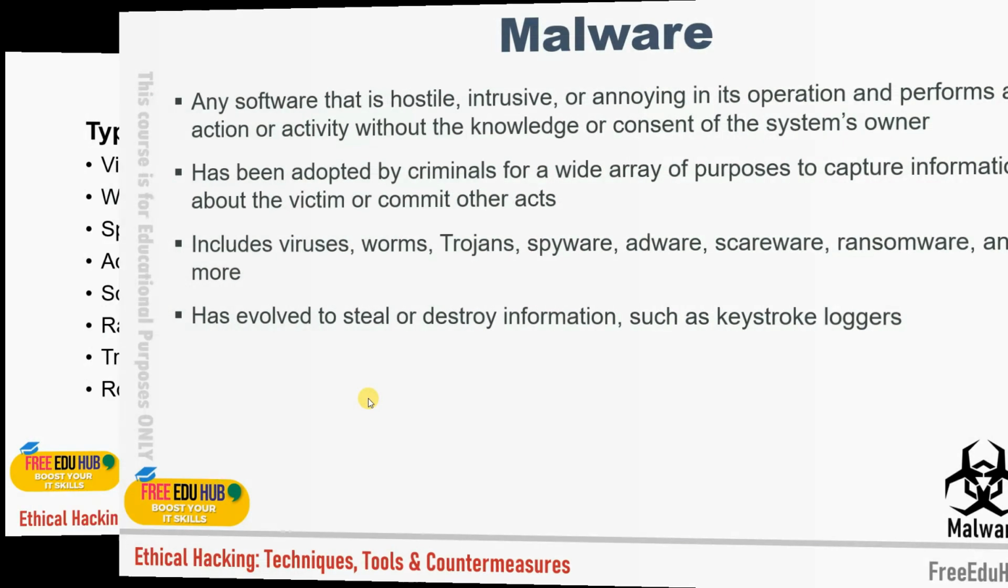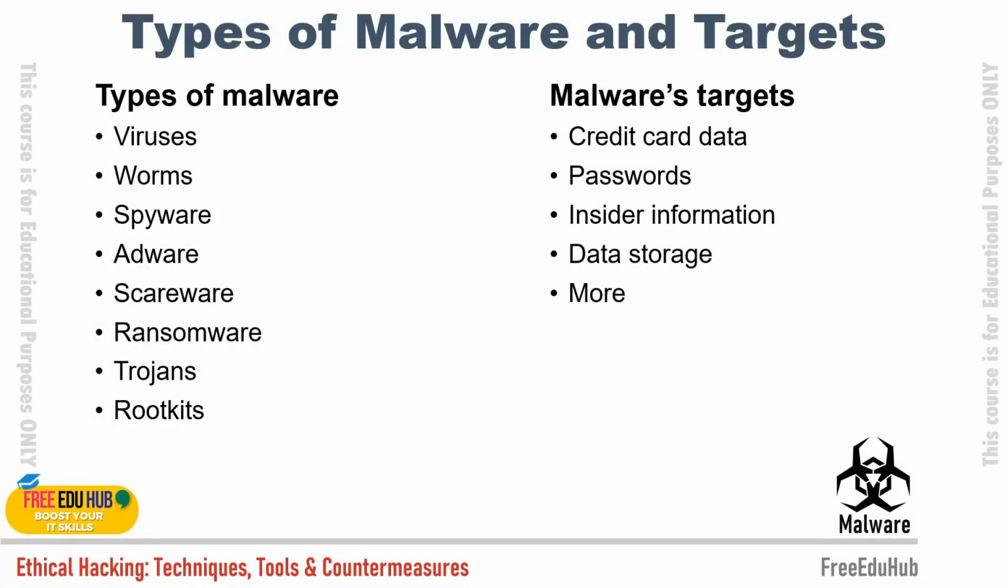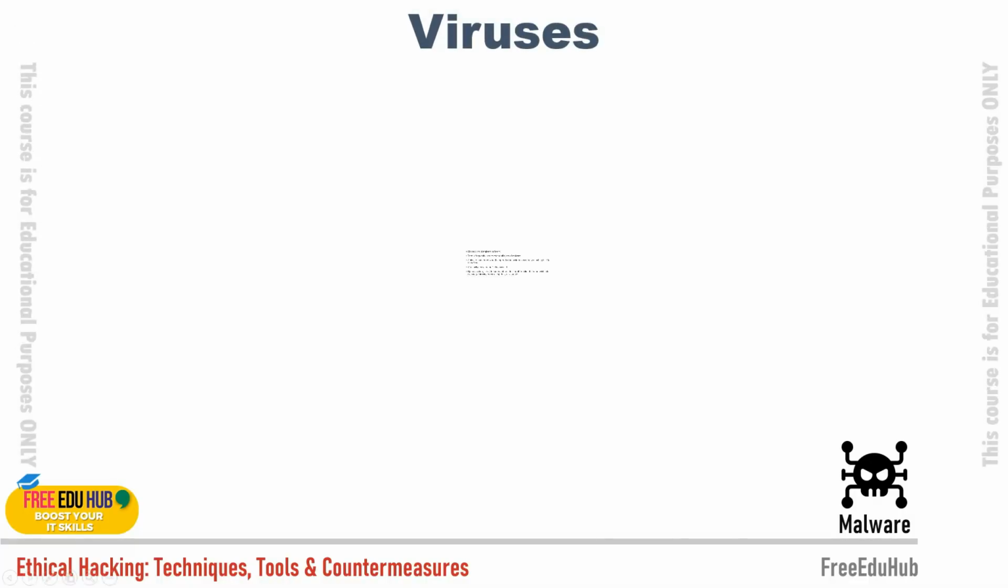Now we'll see different types of malware and their targets. The types which are quite common for malware, and you might have heard about them as well, are viruses, worms, spyware, adware, scareware, ransomware, Trojans, rootkits, etc. We'll be explaining them one by one in detail in today's lecture. Their targets are credit card data, passwords, inside information, data storage, and the rest of the things.